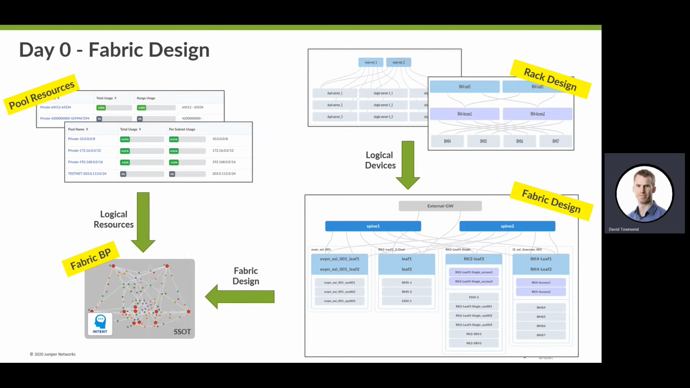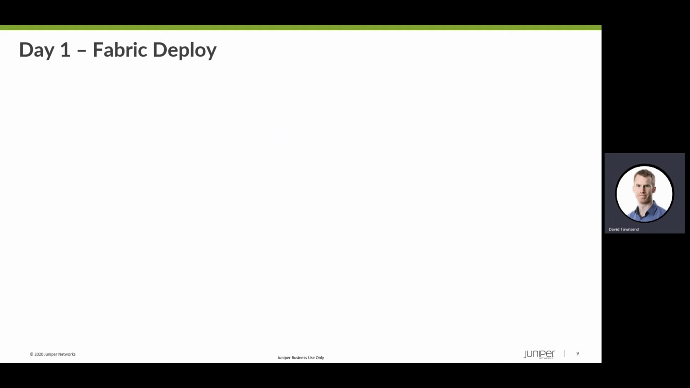And as I just mentioned, the fabric blueprint. So once you've defined your rack, and the rack's going to a template which creates your fabric design, all of this creates a single source of truth, because this is all based on your intent, i.e. what you want to be configuring and deploying and assuring on your network itself. This is your single source of truth.